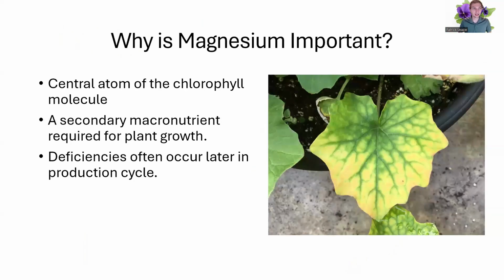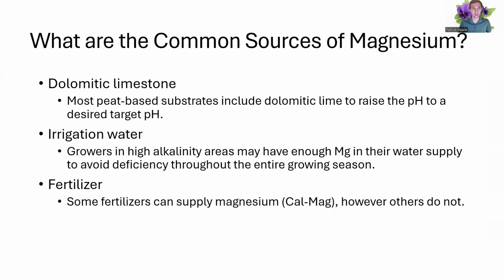So, why is magnesium important? Magnesium is one of the essential elements that plants need to be able to reproduce and to grow proficiently, and it will not be able to complete its life cycle without it. In the case of magnesium, it's the central atom of the chlorophyll molecule, so it's very important in terms of photosynthesis. And a lot of our deficiencies occur later in the production cycle, right about the point of sale. So growers really need to be aware of this to prevent those late season nutrient deficiencies.